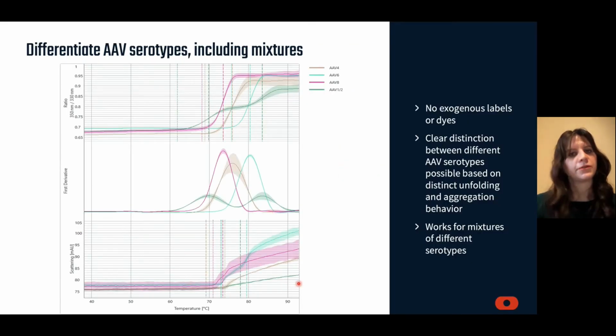Moving on, one of the specific examples of why nano-DSF and the intrinsic fluorescence is valuable is this example here. I'd like to draw your attention specifically to this dark green line, which is actually a 50-50 mixture of AAV1 and AAV2. With extrinsic fluorescence, it would be very difficult to see the two separate transitions that each of the AAVs contributes, but by using nano-DSF, we can see both of those transitions in a single experiment and be able to optimize for the stability of each of them going forward in the buffer formulation or other optimization assays.